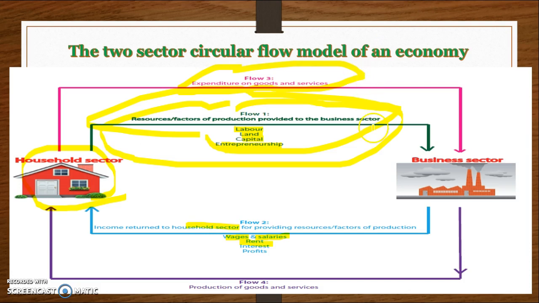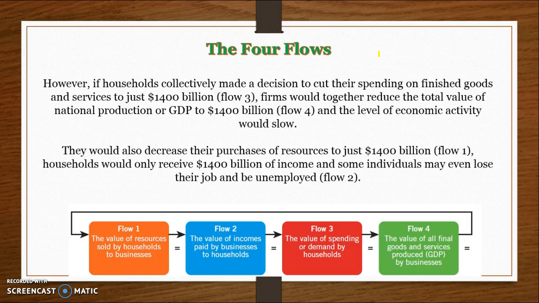So flow 3 is expenditure, which flows from the household sector to the business sector, and then flow 4 is total production. So if expenditure increases, that will increase production, and flow 4 is also measured in GDP. And flow 4 then flows on back to flow 1, which is your flow of factors of production. The more we produce, the more factors of production and more resources we need. So it doesn't matter what impact something has on this circular flow or what flow it affects, it will flow onto all the other flows within the circular flow model.